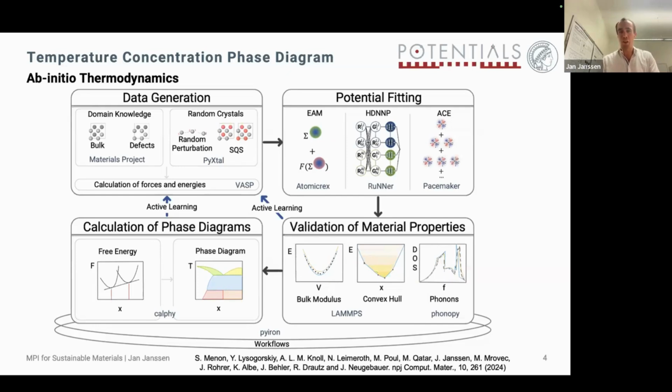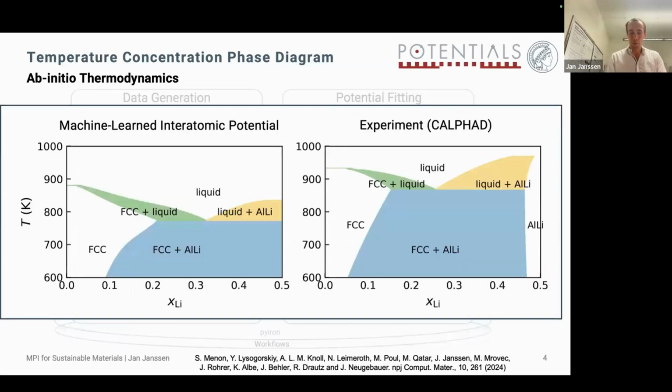But the huge advantage of these machine learning interatomic potentials is really that we can also do much larger simulations, which can then be compared to experiment. And one of the most important properties that we want to predict for our experimental colleagues is the dependence of the material in terms of temperature and concentration of alloying elements. So that's typically represented in a phase diagram like we see them here.